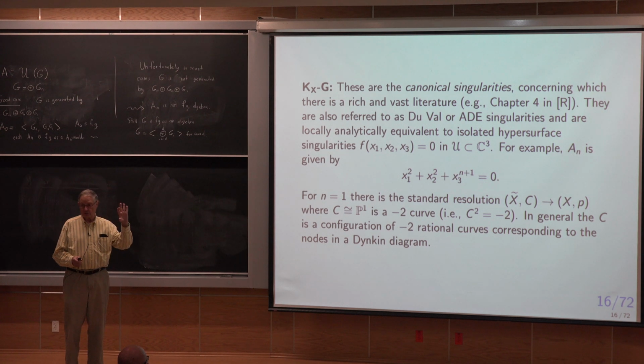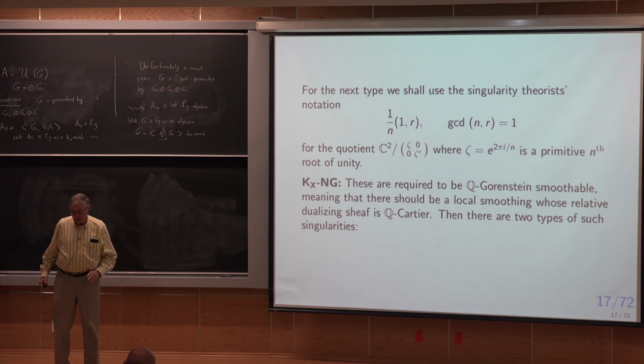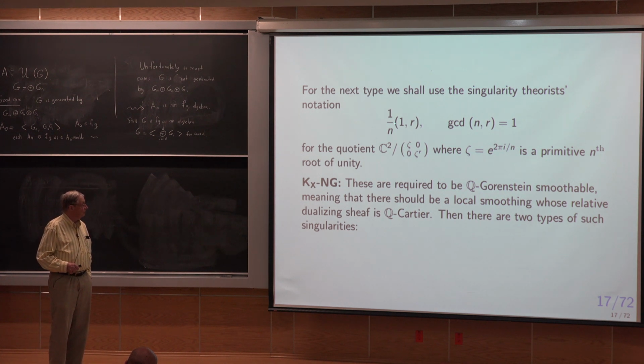It's like the vertex of a cone. The desingularization, you just blow up the vertex and you get a curve which is contracted to the singular point on the cone. It's a Riemann sphere with self-intersection -2. The next type are what the singularity theorists use, this is their notation, these are quotient singularities. They're quotients of C^2, or analytically, they're quotients of C^2 by finite groups, as explained here.